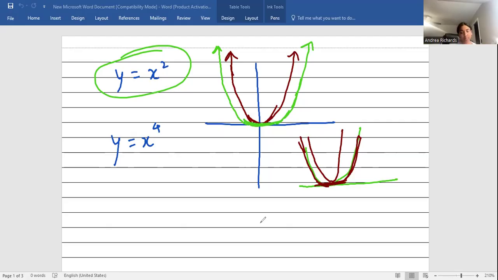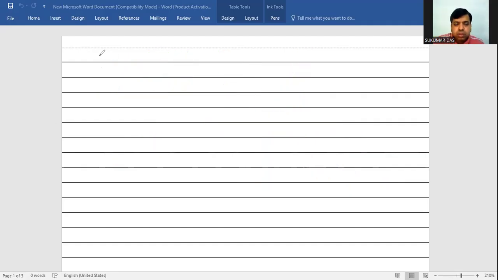Okay, understood? Yes. Now, having said this, we can combine everything to draw the figure. So, let us see one by one.